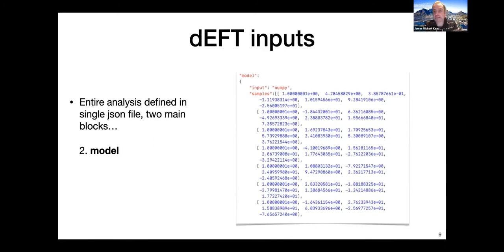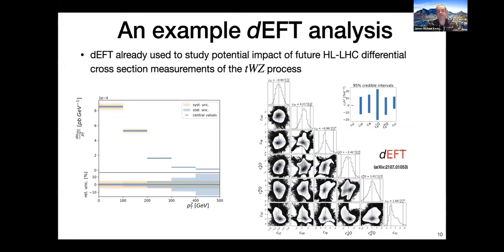And secondly, you just need the inputs from which the model is built. That consists of a long list of theory predictions and the points in coefficient space to which they correspond. So with those two together, the rest is automated. Here I show an example dEFT analysis that has just arrived on the archive as of yesterday. It's the example I've been using to demonstrate the capabilities of dEFT so far, and you see it's the impact of the tWZ process being measured at the future High-Luminosity LHC as a demo.